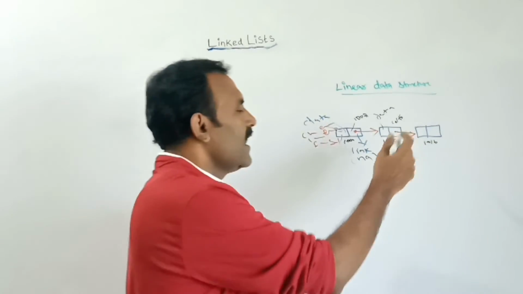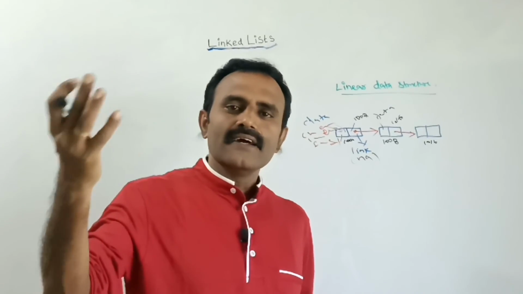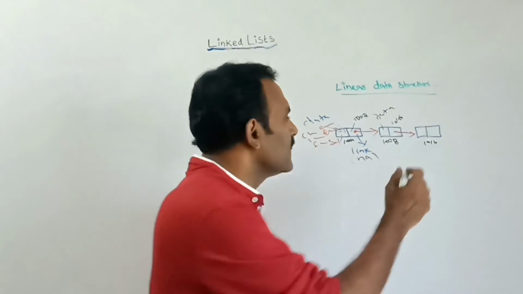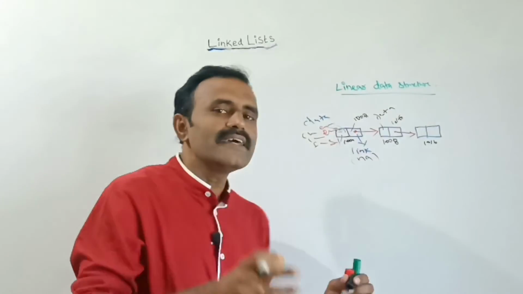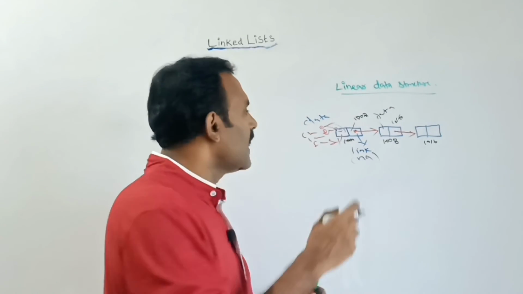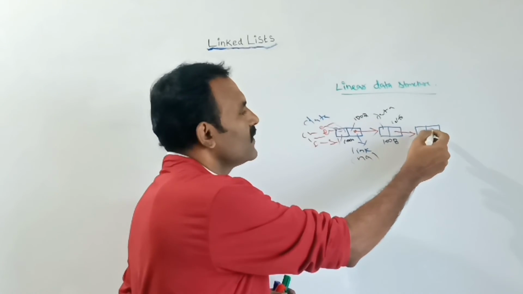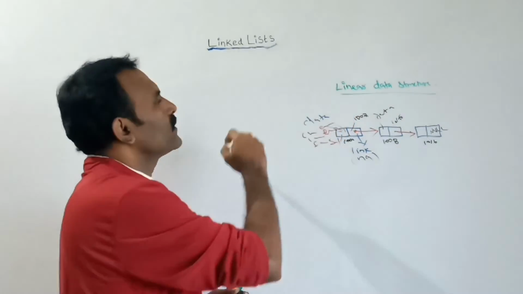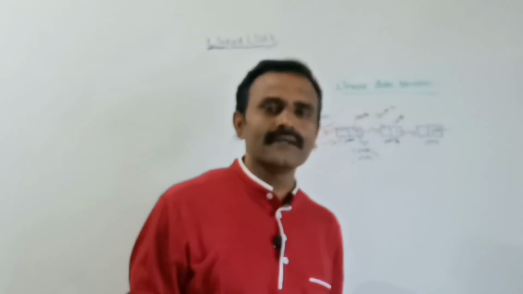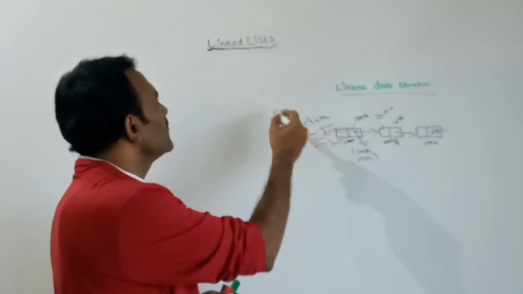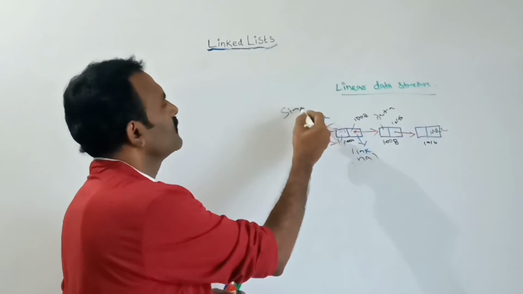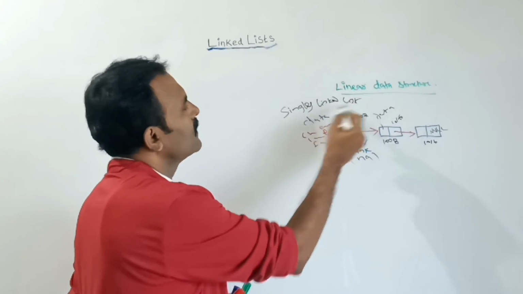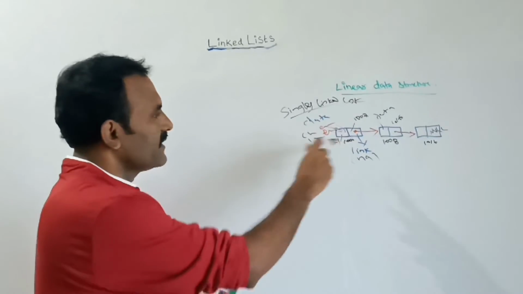At the end of the linked list, we should store the address part as null. Suppose we have three nodes in the linked list, then the last node will have the address null. In the linear linked list there are two types: singly linked list and doubly linked list. Here I am talking about the singly linked list, so we can store like this.